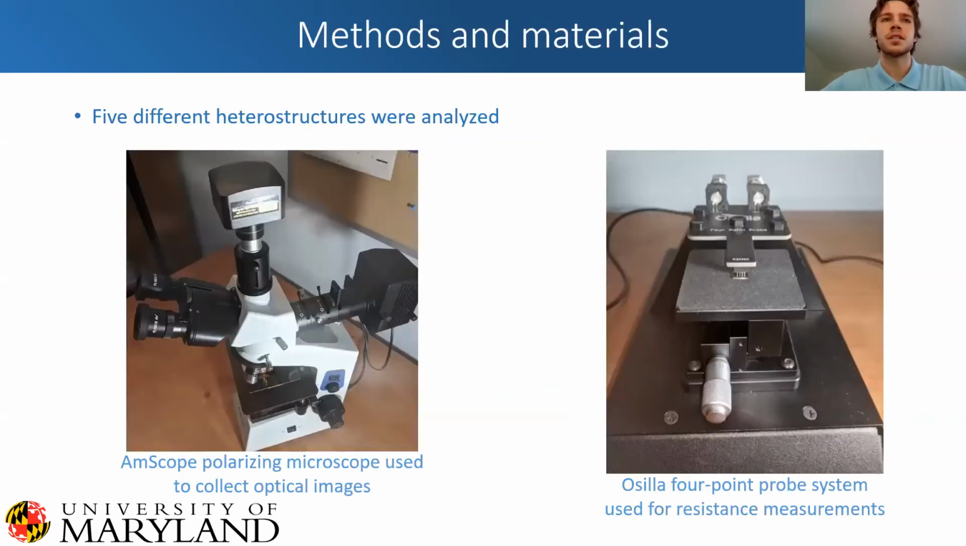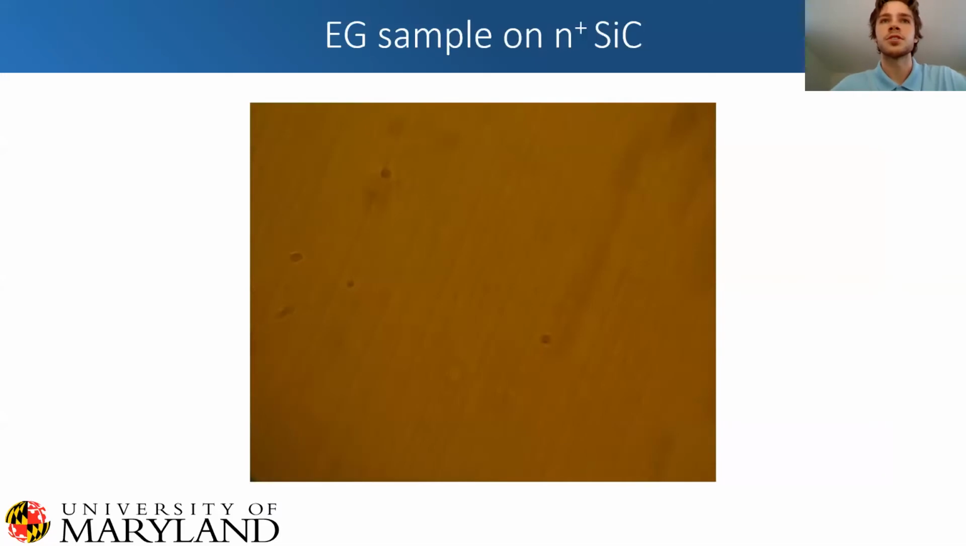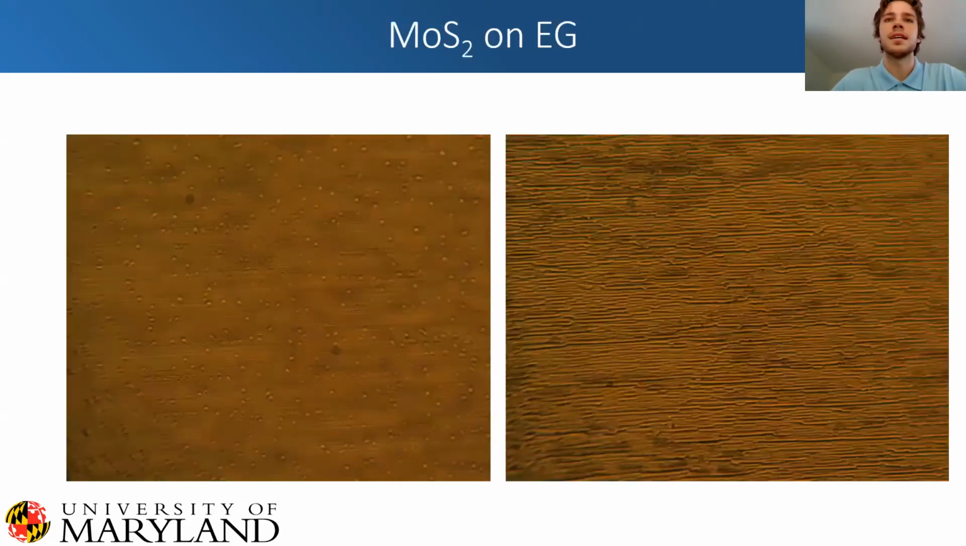So for my project, I analyzed 5 different heterostructures. I analyzed them optically using an AmScope polarizing microscope. And you can see the picture in there on the bottom left. The camera is on top and the polarizer is on the back. Then I used an oscilloscope 4-point probe to measure the different resistances. So the first heterostructure I analyzed was an epitaxial graphene sample on M plus SiC. And then I did a molybdenum disulfide on epitaxial graphene.